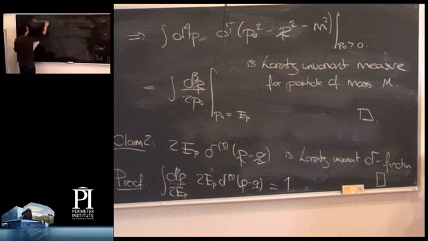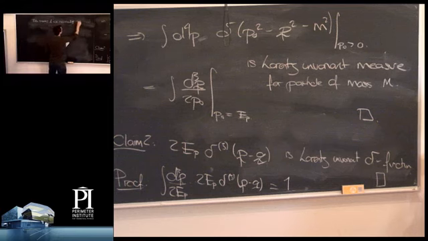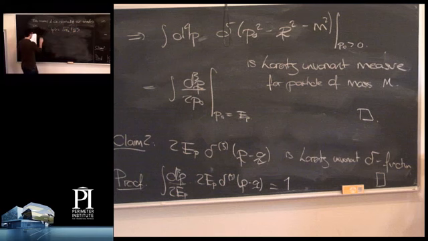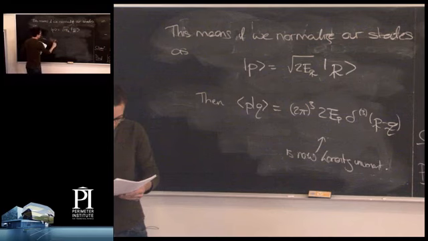So going back to where we started, this means if we normalize our states, then the overlap of these new normalized states is some Lorentz invariant quantity.